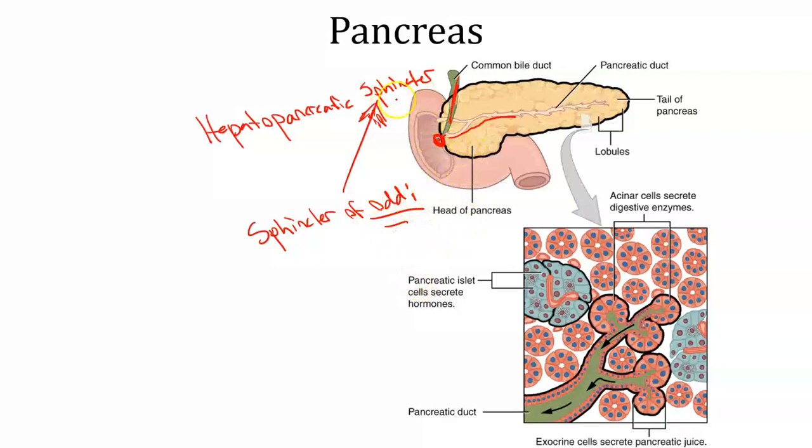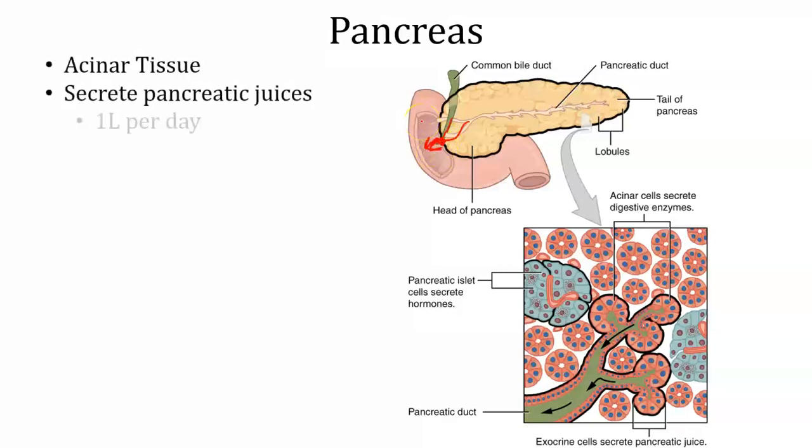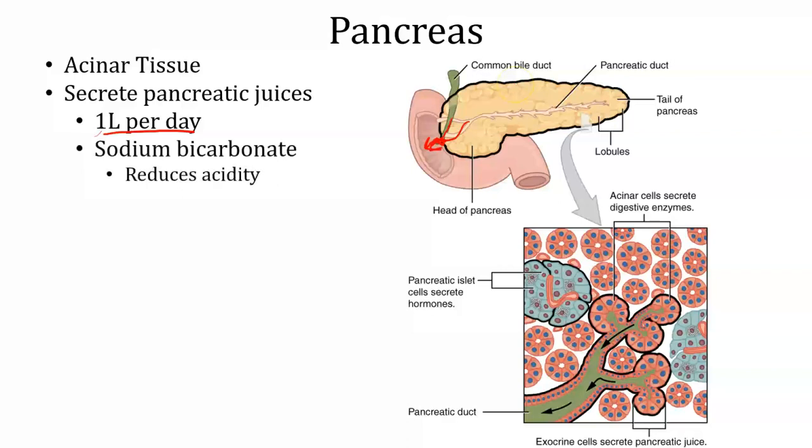But the hepatopancreatic sphincter, the sphincter of Oddi, they both are going to govern contents from the liver and from the pancreas coming into the duodenum. So they can close to prevent things from passing into the duodenum, or they can open to allow things to pass through. You will make about 1 liter per day of pancreatic juices in your pancreas, and in that is going to be sodium bicarbonate that reduces the acidity. It also inactivates pepsin. One of the other enzymes is trypsin.